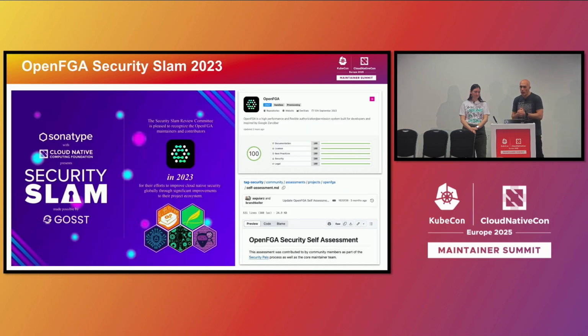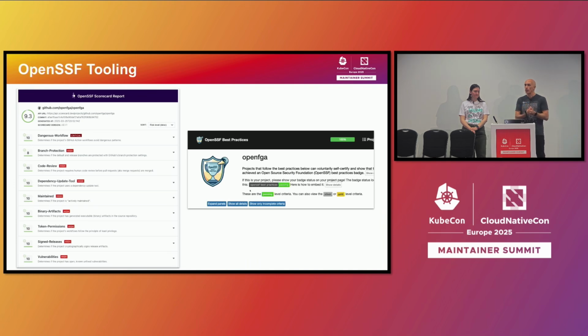What happened to us with OpenFGA is that we were working on improving our CLOMonitor stack ranking at the moment, and someone from the TAG Security team, Eddie, reached out to us saying, we're running this Security Slam, why don't you try to do the rest of the things and see how the project works? We ended up being the only one who got the 5 badges, and that helped us get started in some of the security work that we didn't know was important, like doing a self-assessment for the project.